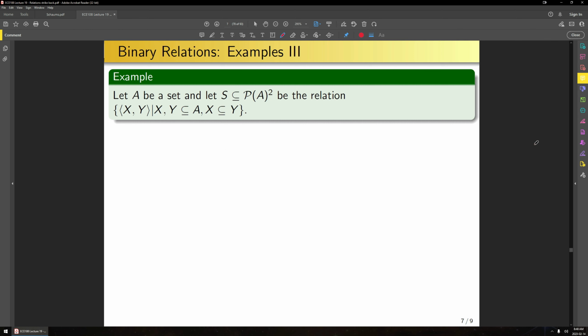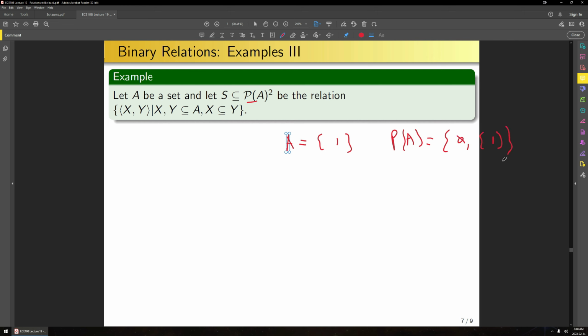Okay, so you can also do relations on more exotic sets. So for instance, let A be a set and let S be an element of the power set of A quantity squared. And we're going to let this S be this particular relation here. Okay, so let's break down what this is actually telling us. So I have a set A, right? And just to give you a concrete example here, A could just have, say, 1 in it, as an example. So the power set of A, right? This is going to be the set of all subsets of A, right? So this is going to be the null set and the set that contains 1.